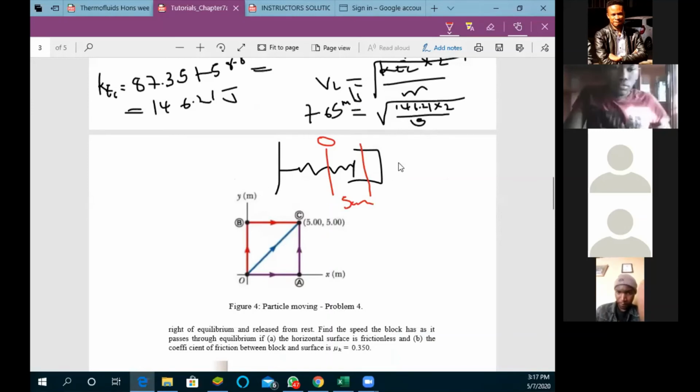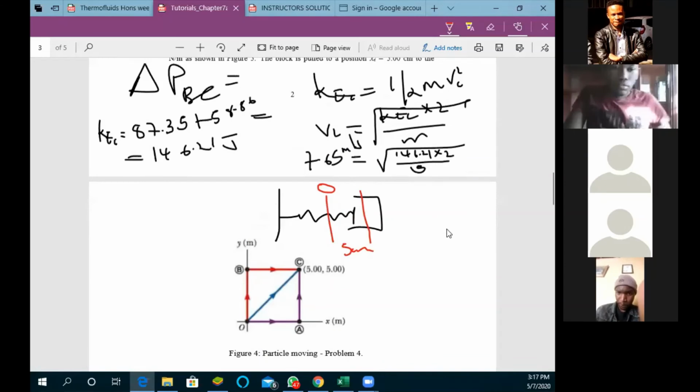So we know that when I pull this object, it's going to gain some elastic potential energy. I'm going to call it EP, which is equal to a half kx. Is it kx squared or kx? It should be kx squared, isn't it?